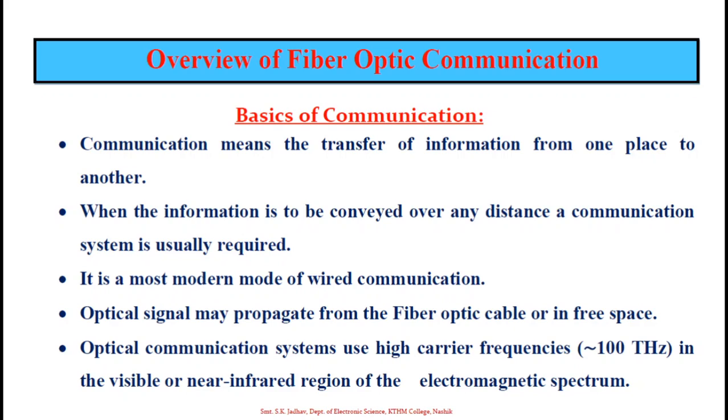Within a communication system, the information transfer is frequently achieved by superimposing or modulating the information onto an electromagnetic wave which acts as a carrier for the information signal. This modulated carrier is then transmitted to the required destination where it is received, and the original information signal is obtained by demodulation.